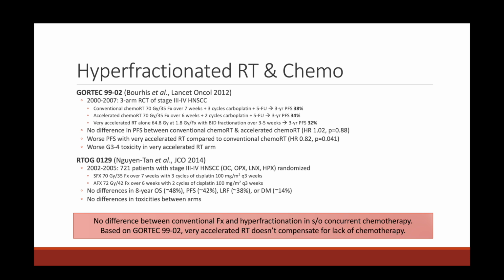Based on GORTEC 9902, they had a very accelerated fractionation arm where they gave BID fractionation and delivered all the radiation within a period of 3 to 5 weeks only. But there was no chemotherapy delivered in that very accelerated arm. So when they compared very accelerated radiation over 3 to 5 weeks to conventionally fractionated chemoradiation, chemoradiation was still the winner. And so very accelerated radiation does not compensate for a lack of chemotherapy.